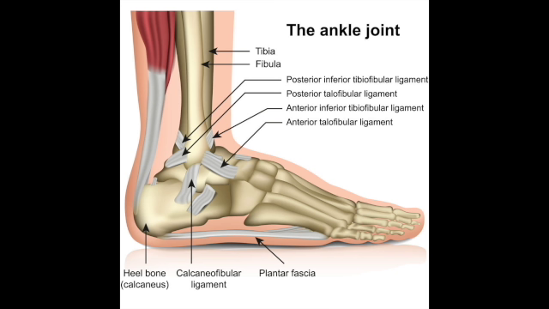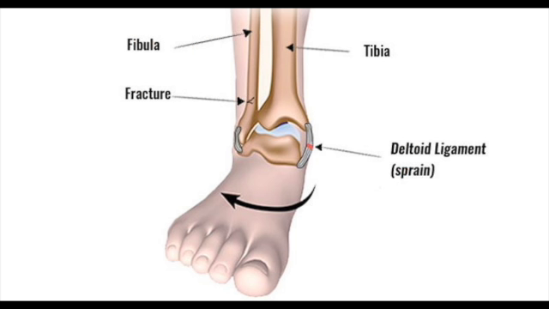For medial, that would be the deltoid ligament. Sprains are usually due to eversion injuries. So it's important to get the mechanism of injury in these patients. Clinical manifestations: the patient may have felt a pop followed by swelling, pain, inability to bear weight, as well as ecchymosis.